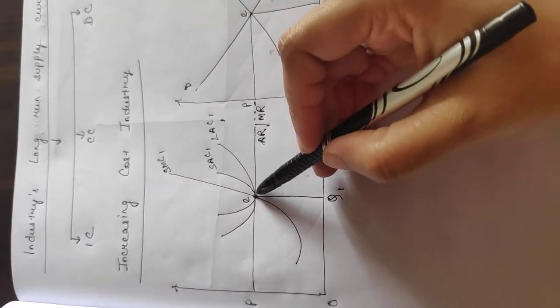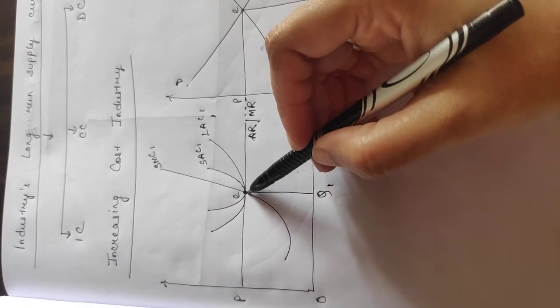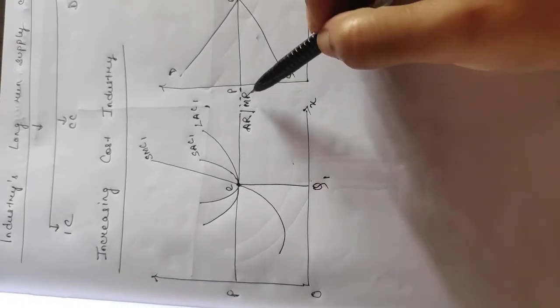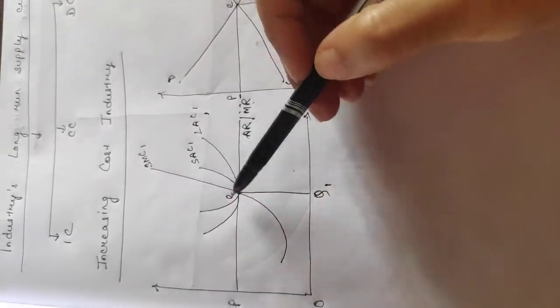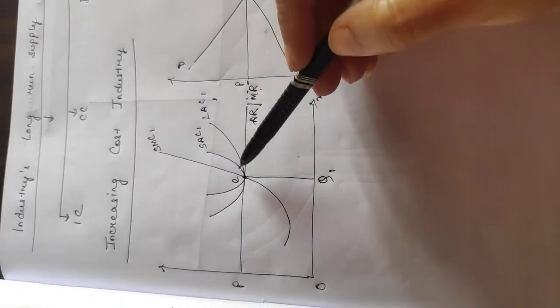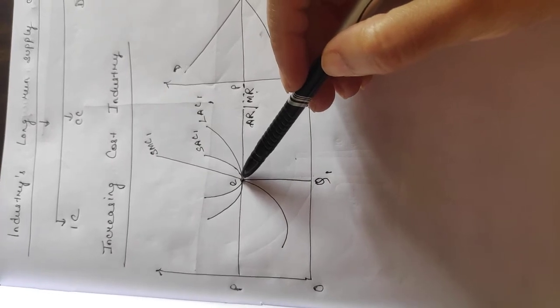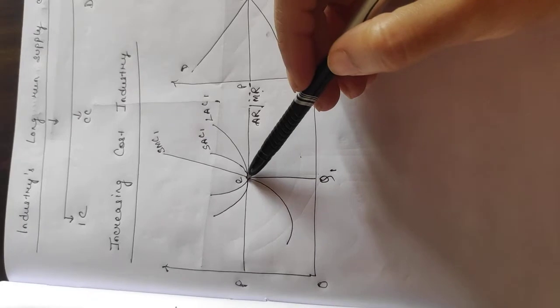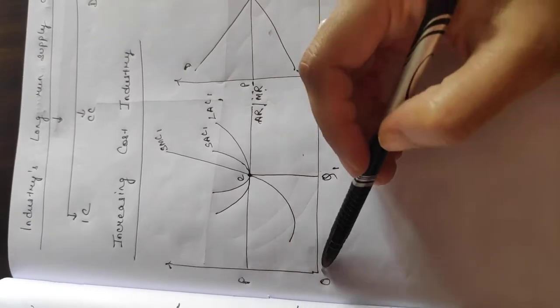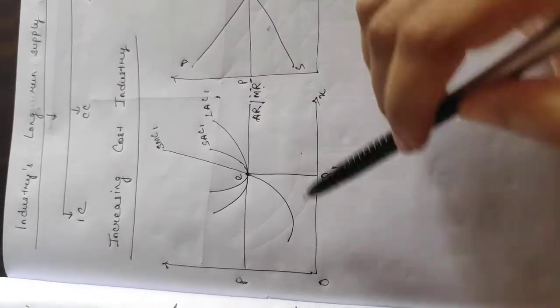Now, at this particular point, why is this your equilibrium point? Because at this particular point your MR is equal to your MC, and your MC is cutting your MR from below. So both the conditions of equilibrium are satisfied at this particular point. So this is your equilibrium point of the firm, where the equilibrium price is this and the equilibrium output is this.